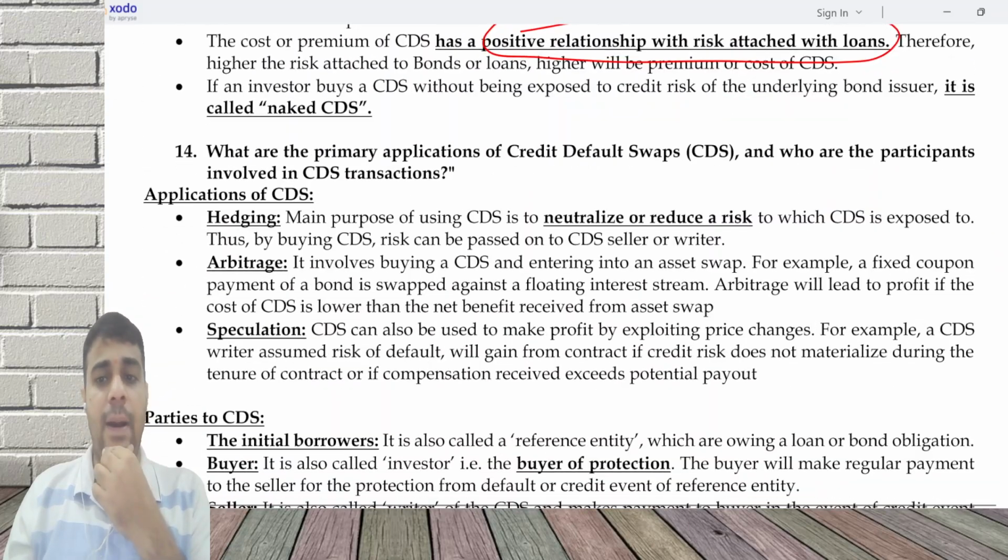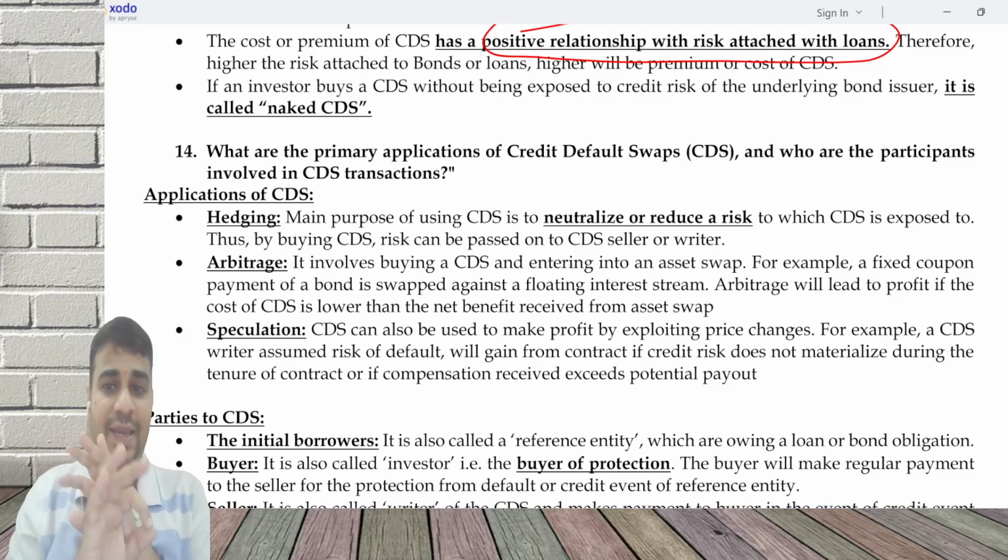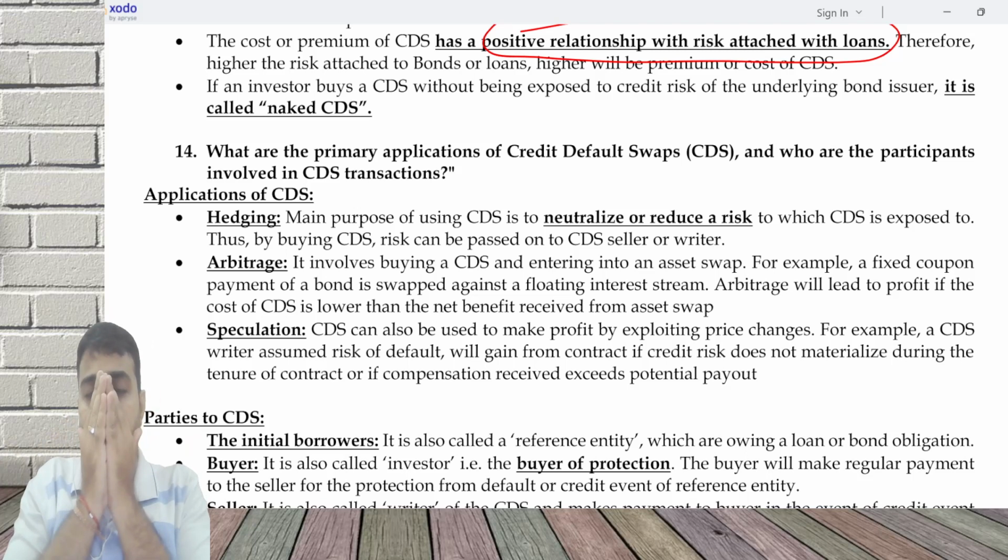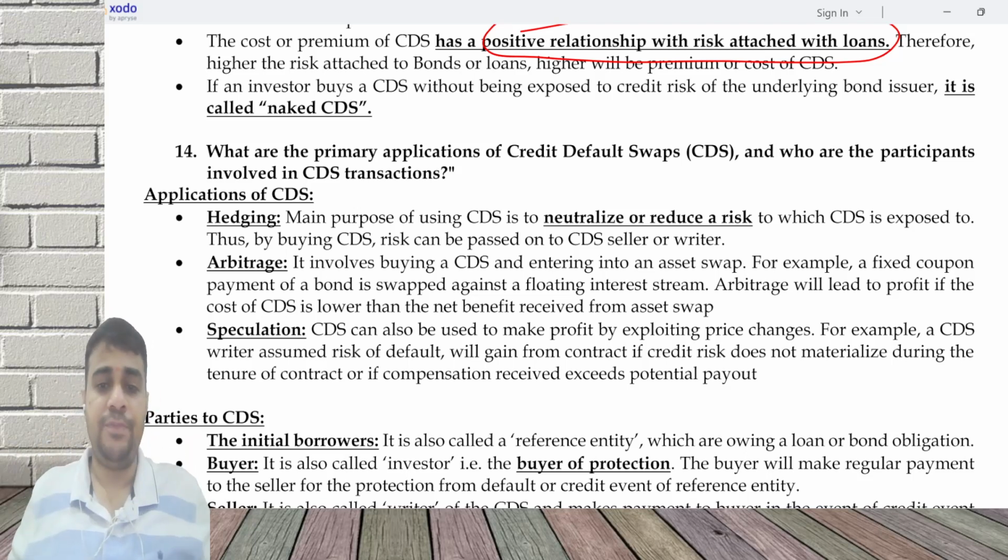What are the prime applications of CDS? Again, the applications can be only three: hedging, arbitrage, speculation. Hedging is if you have an underlying asset. Arbitrage is if you see that the premium which is there is not sufficient, or the premium is on the higher side or on the lower side.